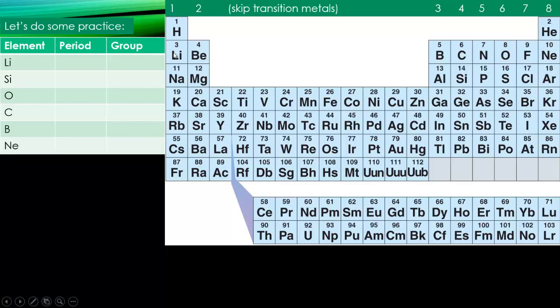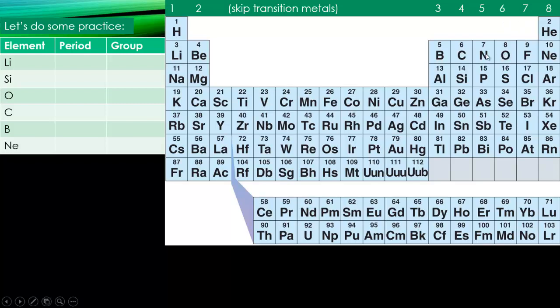If you look at silicon, it is over here, element number 14. It's in group 4, or 14, and it has 4 valence electrons, which makes it group 4 as well. And it is in period 3. Oxygen is going to be group 16, so 6 as well, and it is in the second row, second period.